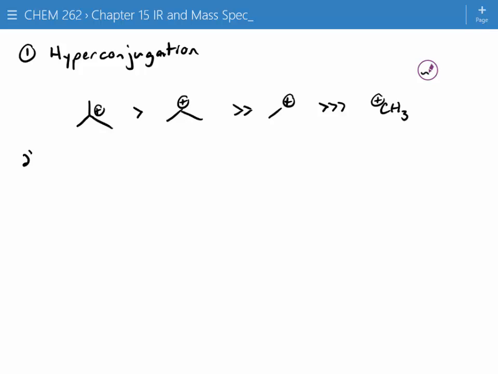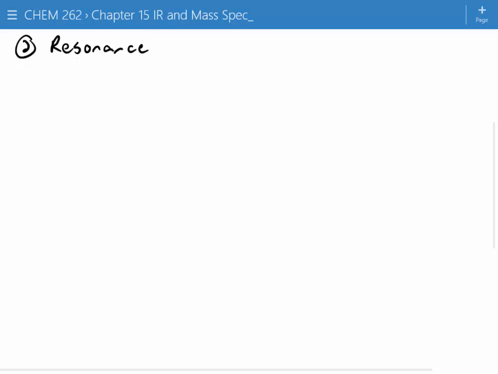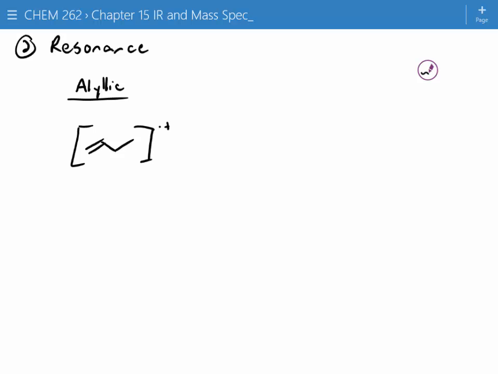The next thing that we saw in our problem of the day is resonance. And with resonance, there's a couple different ones that show up really well. The one we saw in our problem of the day were allylic carbocations. So if we've got something like the molecule that we showed, it can quickly decompose from its parent radical cation into a stabilized allylic carbocation that we know is resonance stabilized.